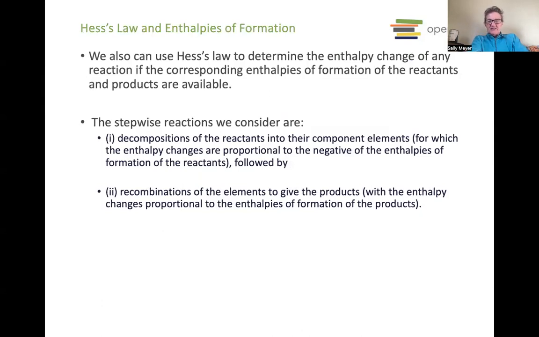So we also can use Hess's law to determine the enthalpy change of any reaction if the corresponding enthalpies of formation of reactants and products are available. So we will see that the decomposition of the reactants into their components is the negative of the enthalpy of formation. If you take all the reactants back to the elements in their stable states, that step would have negative delta H of formation for reactants. But then, in the second step, you take those elements onto products, and that would be the positive delta H of formation of the products.